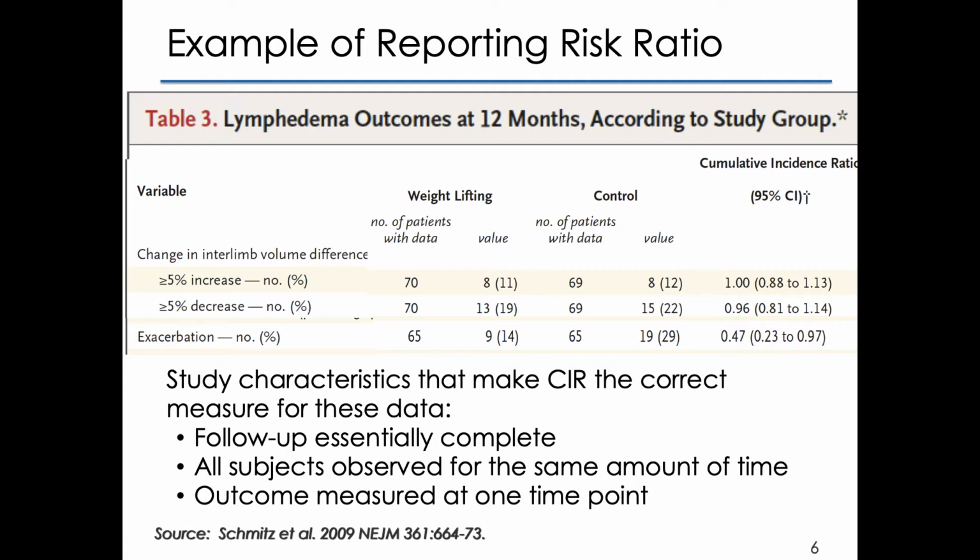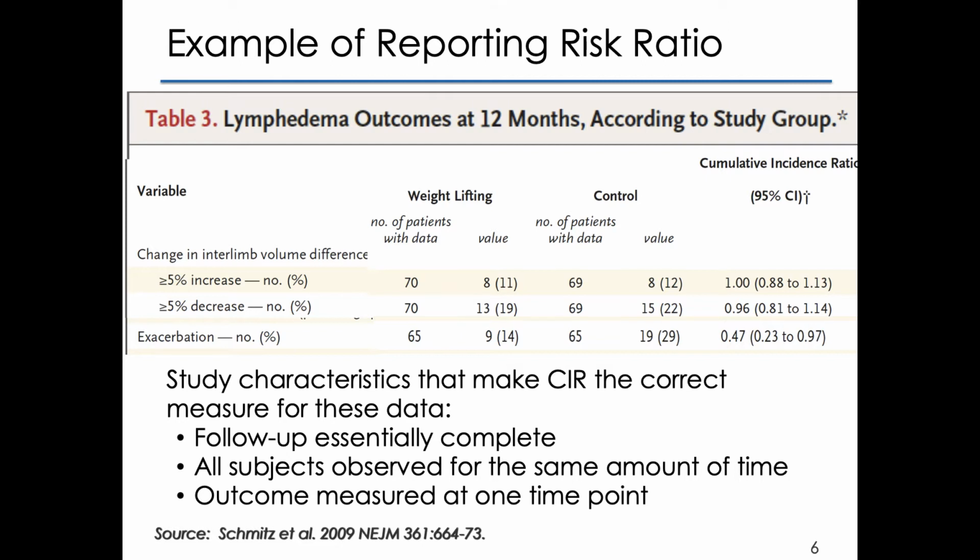So the measure of incidence here would just be a risk. So 8 out of 70 in the weightlifting category, or 11%. The risk is 11%, or 11 per 100 if we want to make it sound more epidemiological. And then in the controls, 8 out of 69, which is about 12%, and so the risk ratio comes out to 1 or no difference.